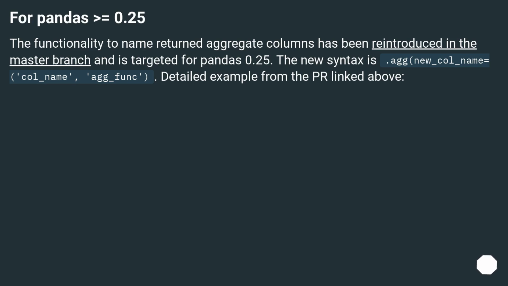For Pandas greater than or equal to 0.25: the functionality to name returned aggregate columns has been reintroduced in the master branch and is targeted for Pandas 0.25. The new syntax is .agg(new_col_name=(col_name, agg_func)). Detailed example from the PR linked above.